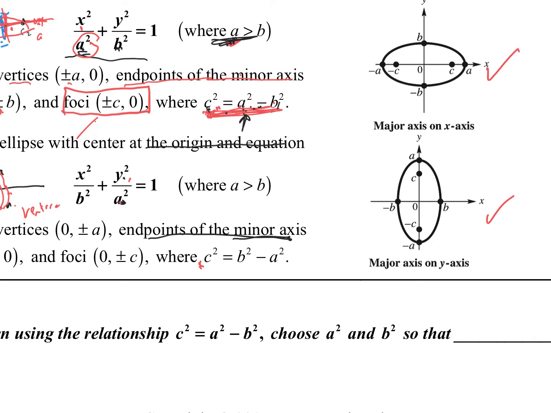Okay, but look at it. It's still the same idea. That's still a distance of c. But because now a is the endpoint of the major or the larger axis, which it always was, but now it's vertical, c squared is now b squared minus a squared.